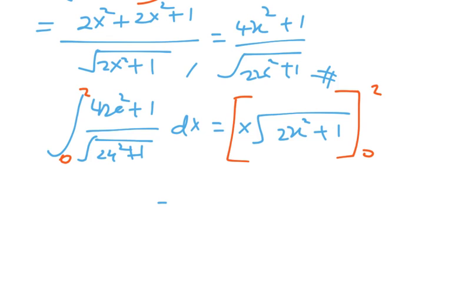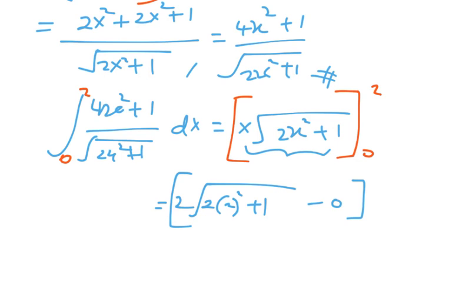Proceed with the next step by substituting the values. 2 multiplied by √(2(2)² + 1), minus, substitute 0. This whole part will be equivalent to 0. Put all the values in the calculator. You will be able to get 6. So that's your final answer.